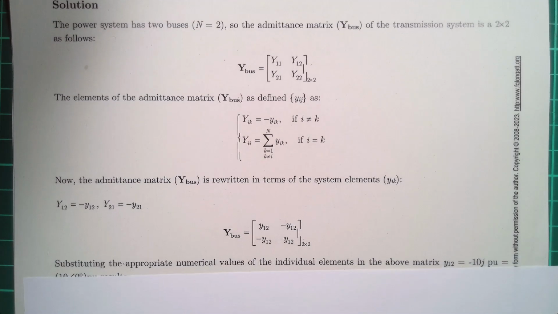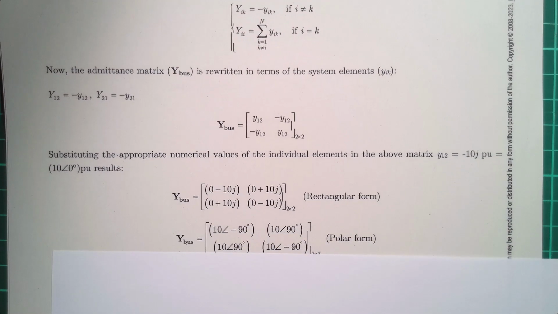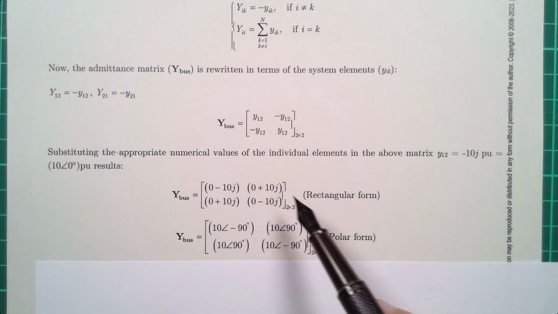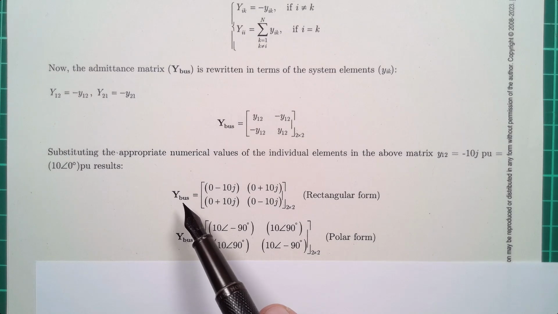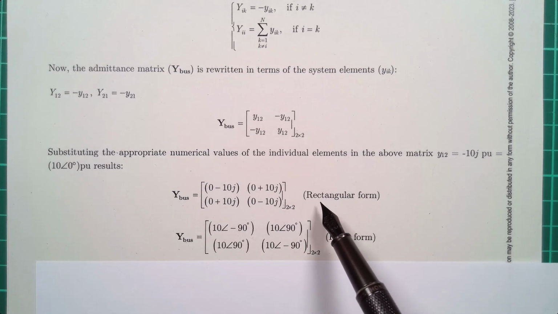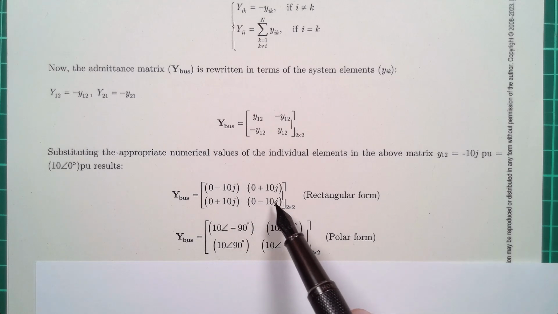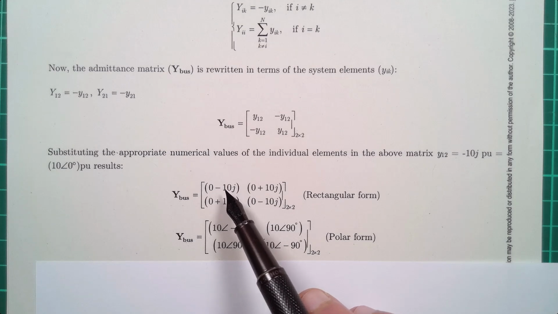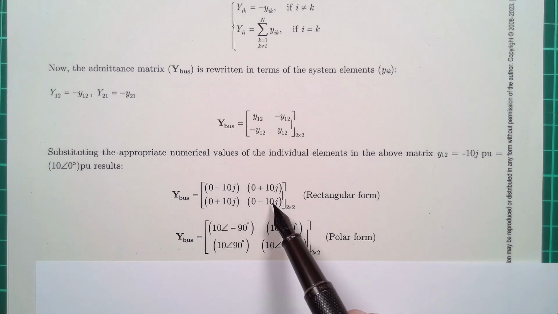Now it's just a question of substituting the numerical values. Here at the top, you can see that I have the admittance matrix, but in this case I am presenting the rectangular form. And as you can see, in the main diagonal we have two elements, minus 10j and minus 10j.